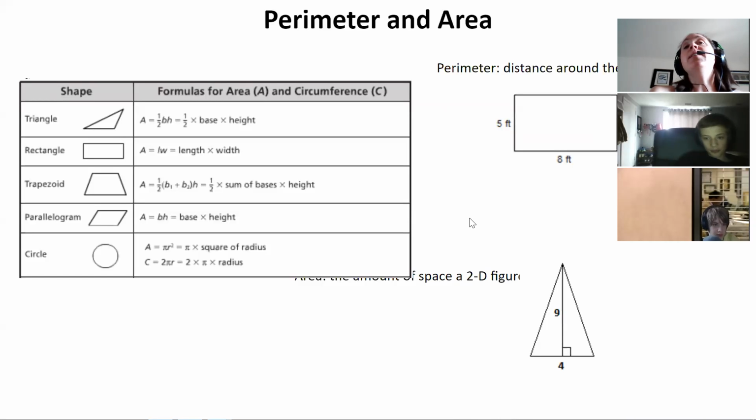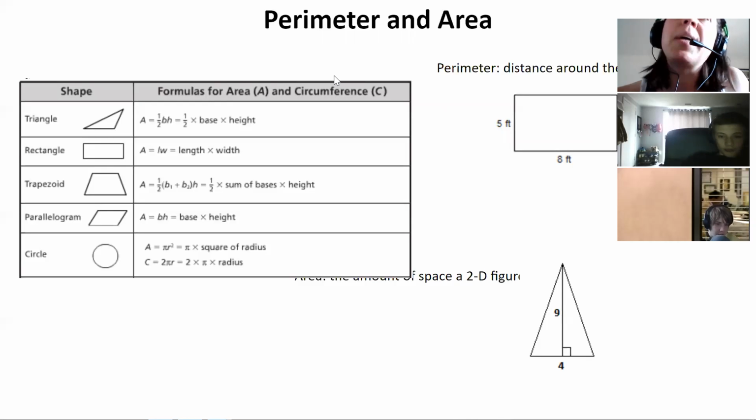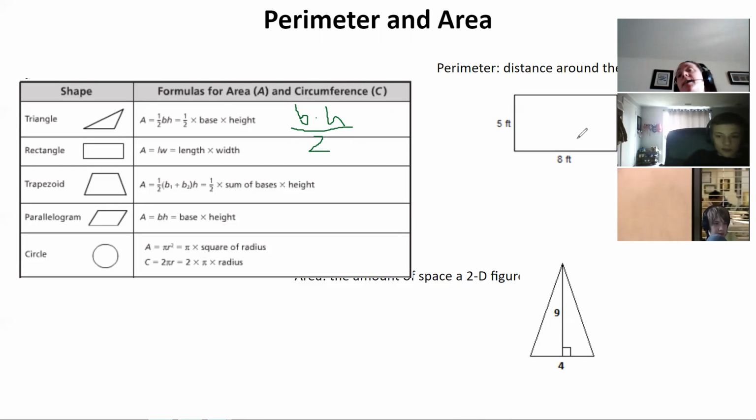So area of a triangle is 1/2 times the base times the height. Another way of thinking of it is base times height divided by 2. That's how I usually calculate it. I think it's a lot easier to take the base times the height and divide by 2. Area of a rectangle is length times width. Trapezoid is the area formula we just saw. We add the bases together, multiply by the height, and then cut it in half.